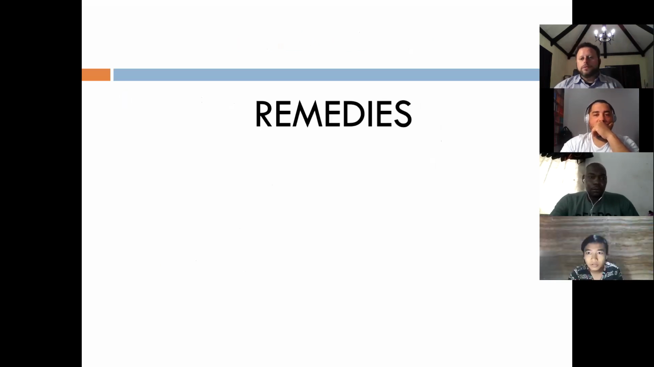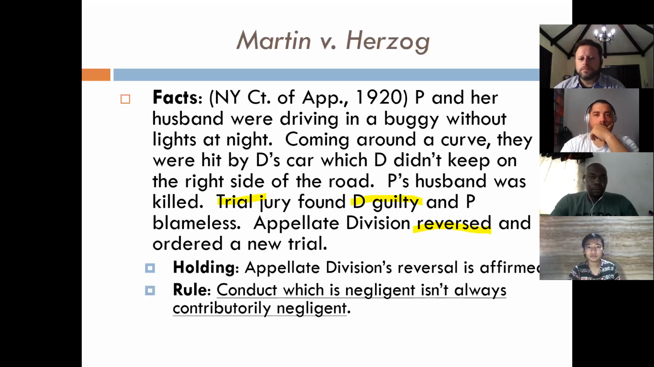Okay. Sir, does order a new trial mean appeal? No, order a new trial means start again from the beginning. Okay. Go back down to trial court and start again.